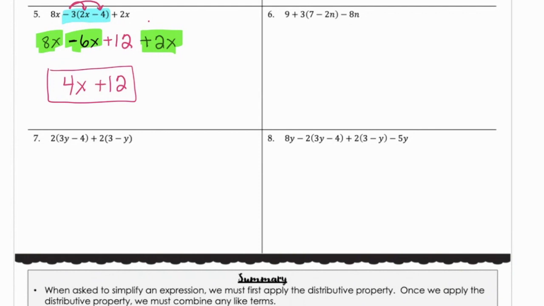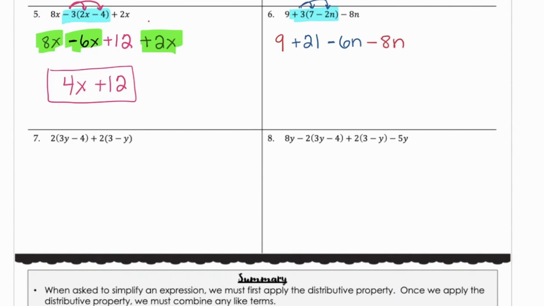All right, number 6. So far so good. Look for your distribution first. That means that the 9 in front is going to be dropped down. So I am going to distribute the 3 to 7. Positive 3 times 7 is positive 21. Positive 3 times negative 2n gives me a negative 6n. And I am going to drop down the negative 8n.